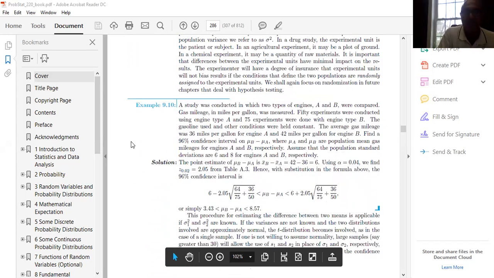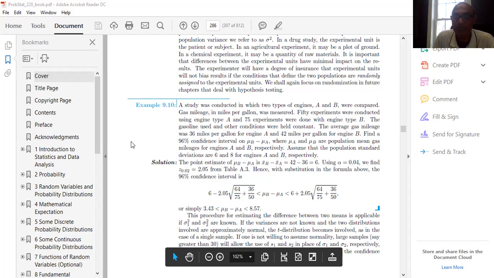Example number 9.10: a study was conducted in which two types of engines A and B were compared. Gas mileage in miles per gallon was measured. 50 experiments were conducted using the engine type A, and 75 experiments were conducted using the engine of type B. So two engines, n1 equal to 50 for first engine A, n2 equal to 75. I told you n1 and n2 could not be the same every time, so they could be different too. The gasoline used and other conditions were held constant. The average gas mileage was 36 miles per gallon, mean nu1 equal to 36 for engine A, and 42 miles per gallon, nu2 equal to 42.